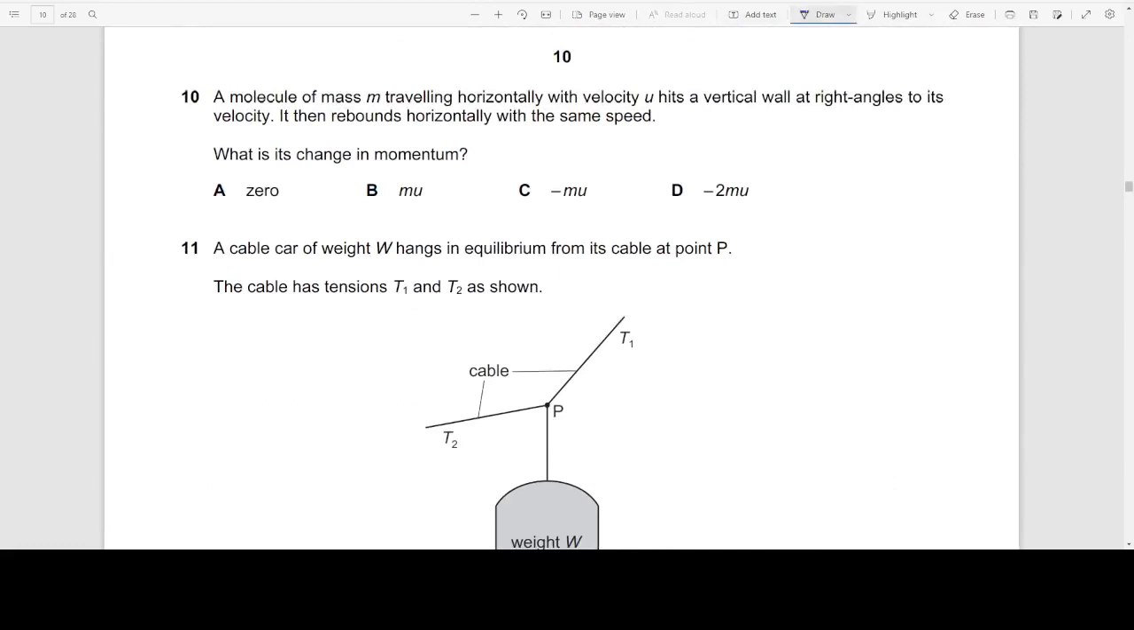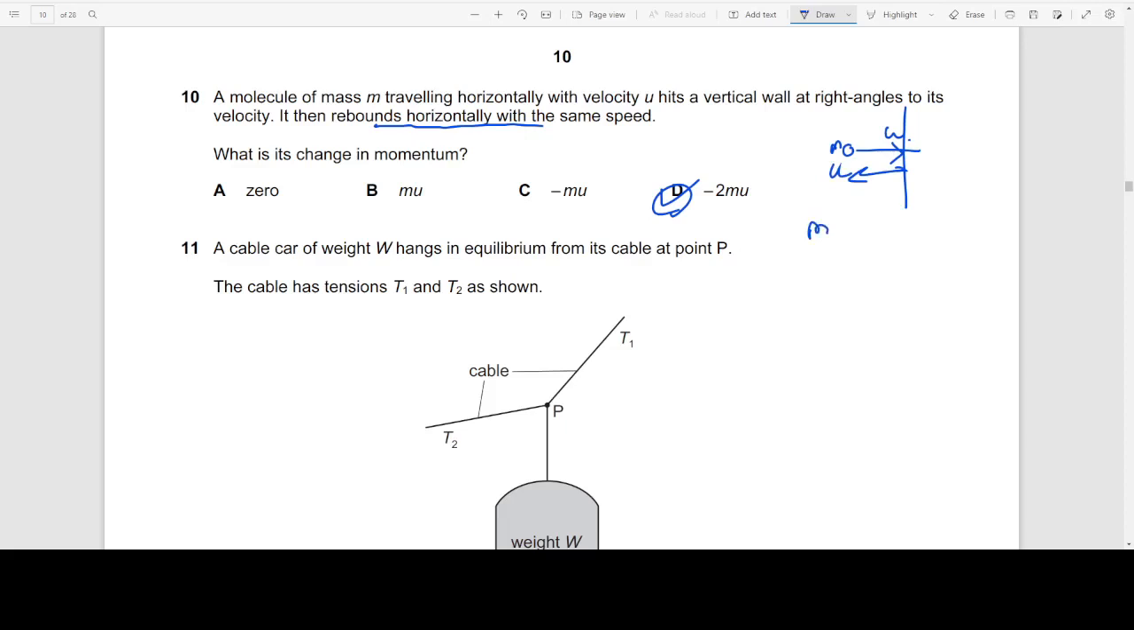A molecule of mass m traveling horizontally with velocity u hits a vertical wall at right angles to its velocity. It then rebounds horizontally with the same speed. What's its change in momentum? So the direct answer for this is just D, because we have this wall. We have a molecule of mass m traveling. It hits with velocity u, then it's rebounded with the same speed but in the opposite direction, which is u again.